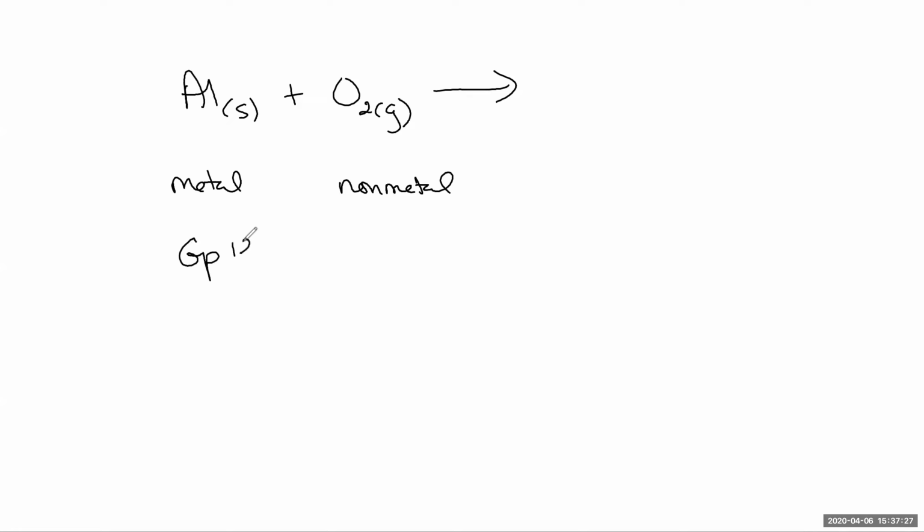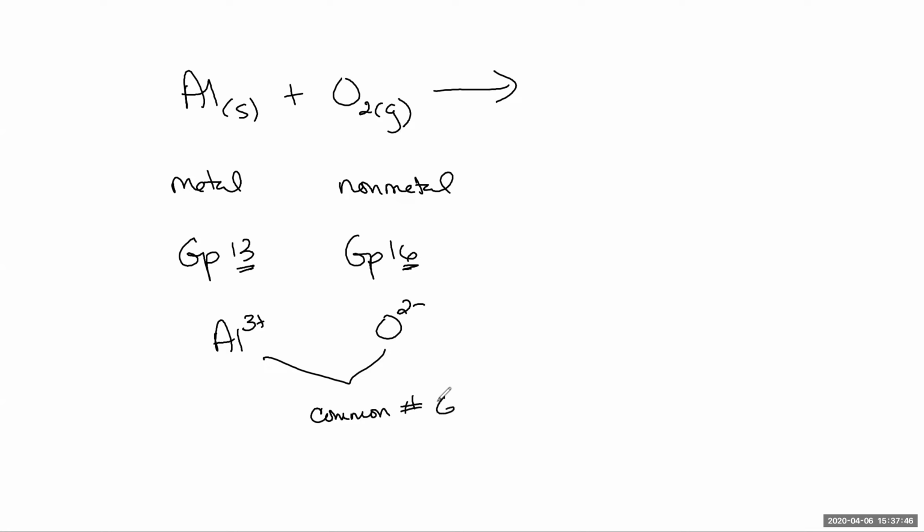Remember that aluminum's in group 13, so it has 3 valence electrons. It's going to be +3. Oxygen is in group 16, so it has 6. It's going to gain 2. And so now we need the formula for aluminum and oxygen. We need to get a common number.